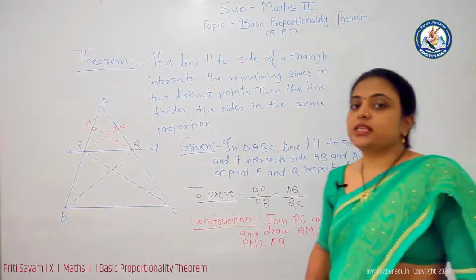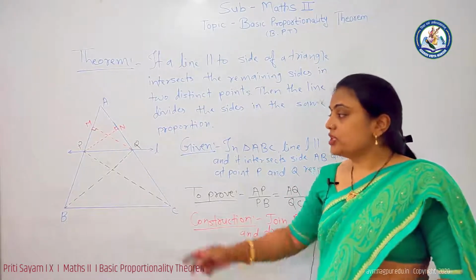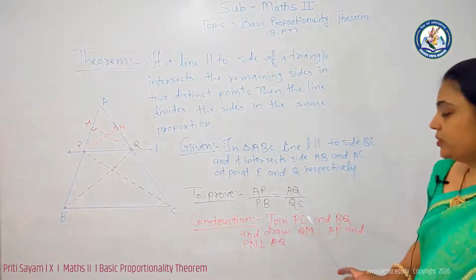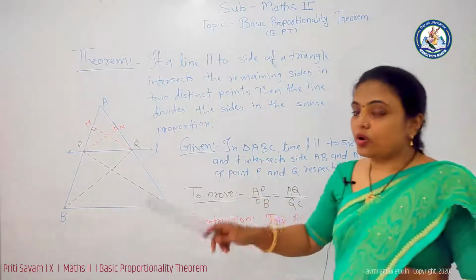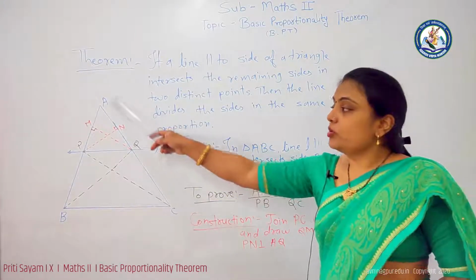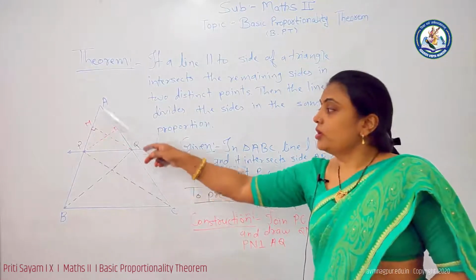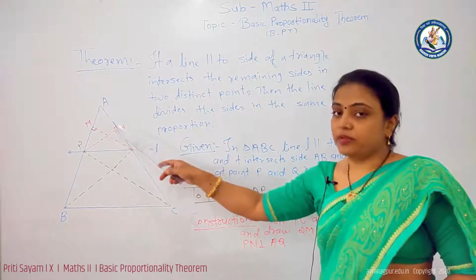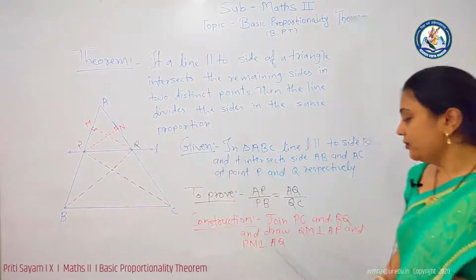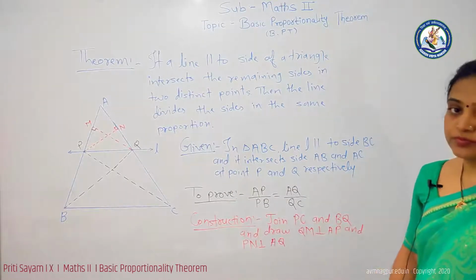For proving this, we need constructions. Therefore, we join PC and BQ, and draw perpendicular from point Q to AP, that is QM, and from point P to AQ, that is PN. So we draw QM perpendicular on AP and PN perpendicular on AQ.